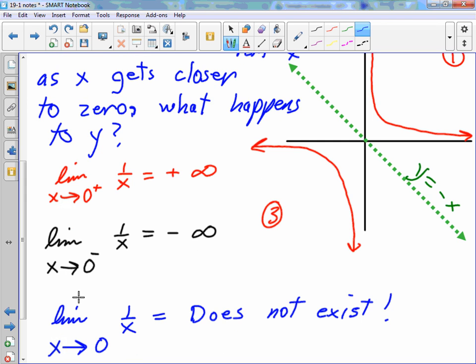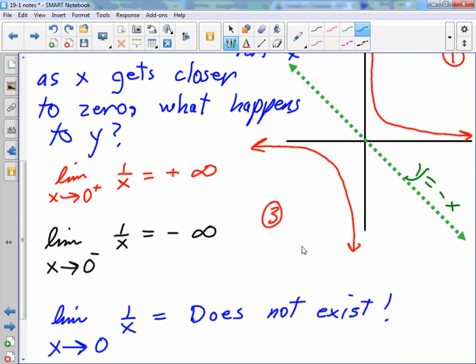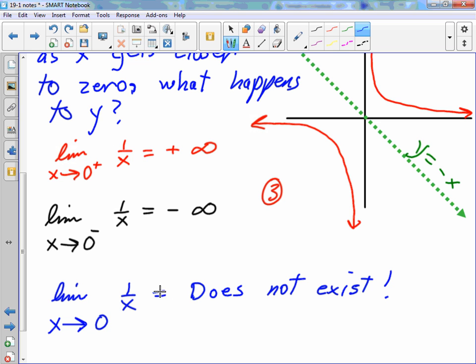And sometimes this is the answer, but be careful. Sometimes it's easy to just whip that out and say, oh, it doesn't exist, when really it does exist. So be careful is all I'm saying. So we say, and this is the limit, remember, it's the limit of this function. Does not exist.